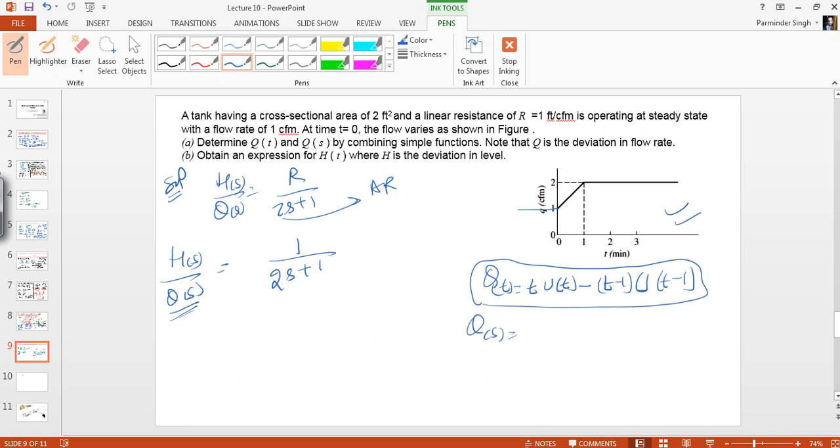If you take the Laplace of this ramp function, it is 1 by s square minus the same 1 by s square, but now we'll have a lag of 1 second. So it becomes (1 minus e to the power minus s) by s square. So we have Q(s). We can substitute this Q(s) over here and calculate our h(t). So let's find out h(t).